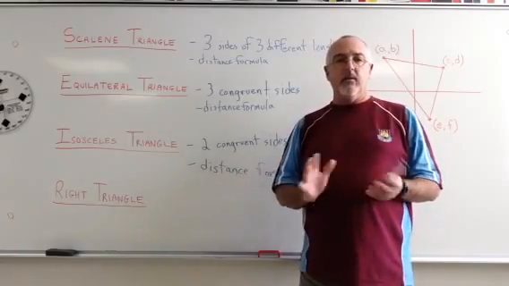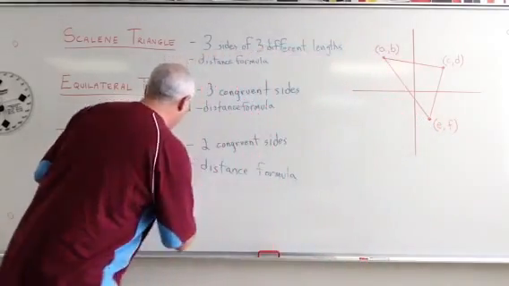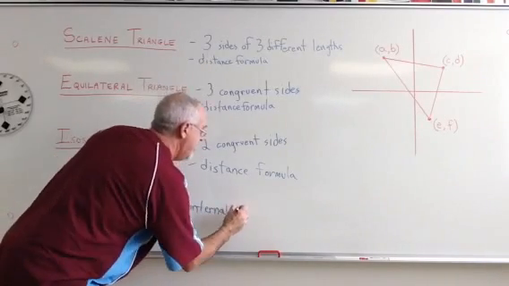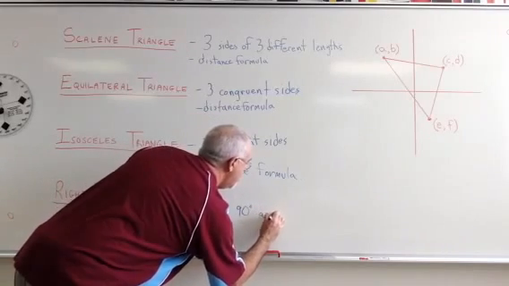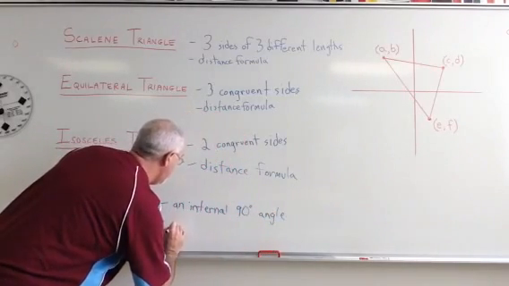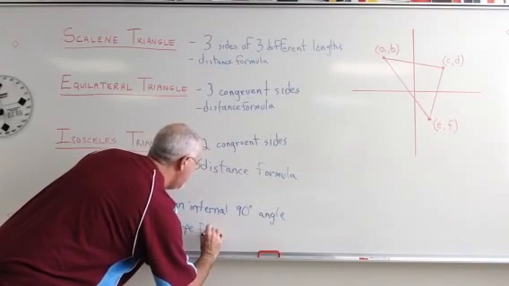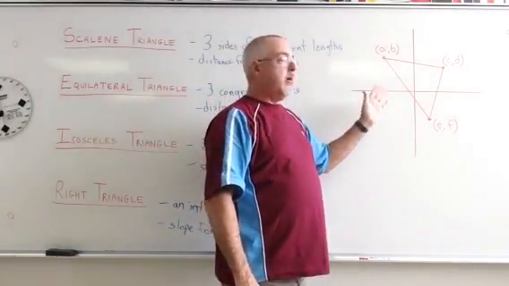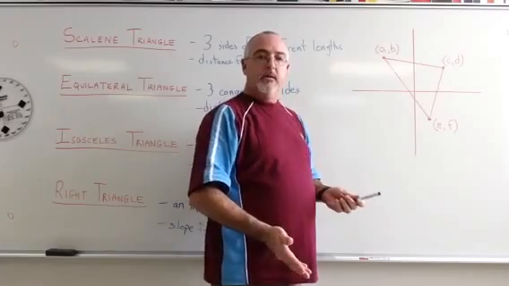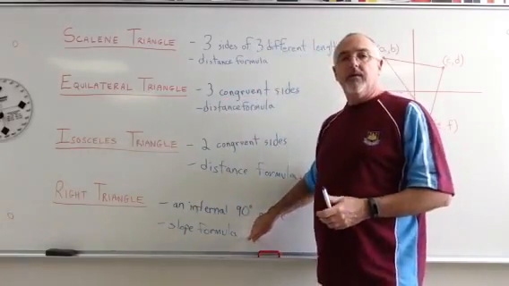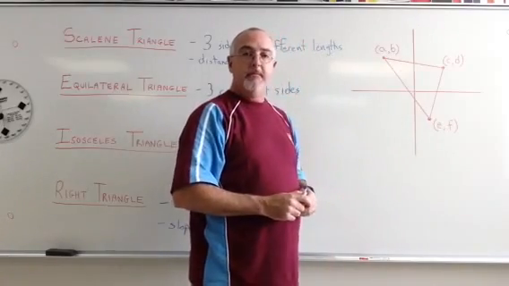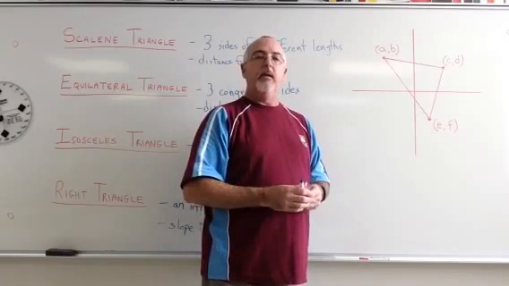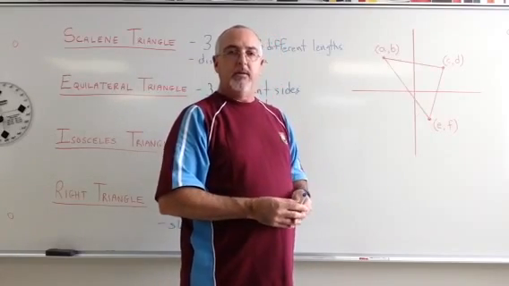Finally, we have the right triangle. This is the only one that's a little bit different. We have to prove that a right triangle has an internal 90-degree angle. And we are going to do that using the slope formula. So you find the 2 sides in the diagram that you think are perpendicular to each other. You do the slope formula to both of those 2 sides using the coordinates of the vertices that are given. And then you have to prove that the 2 slopes are perpendicular or represent 2 perpendicular lines by showing that the 2 slopes are negative reciprocals of each other.